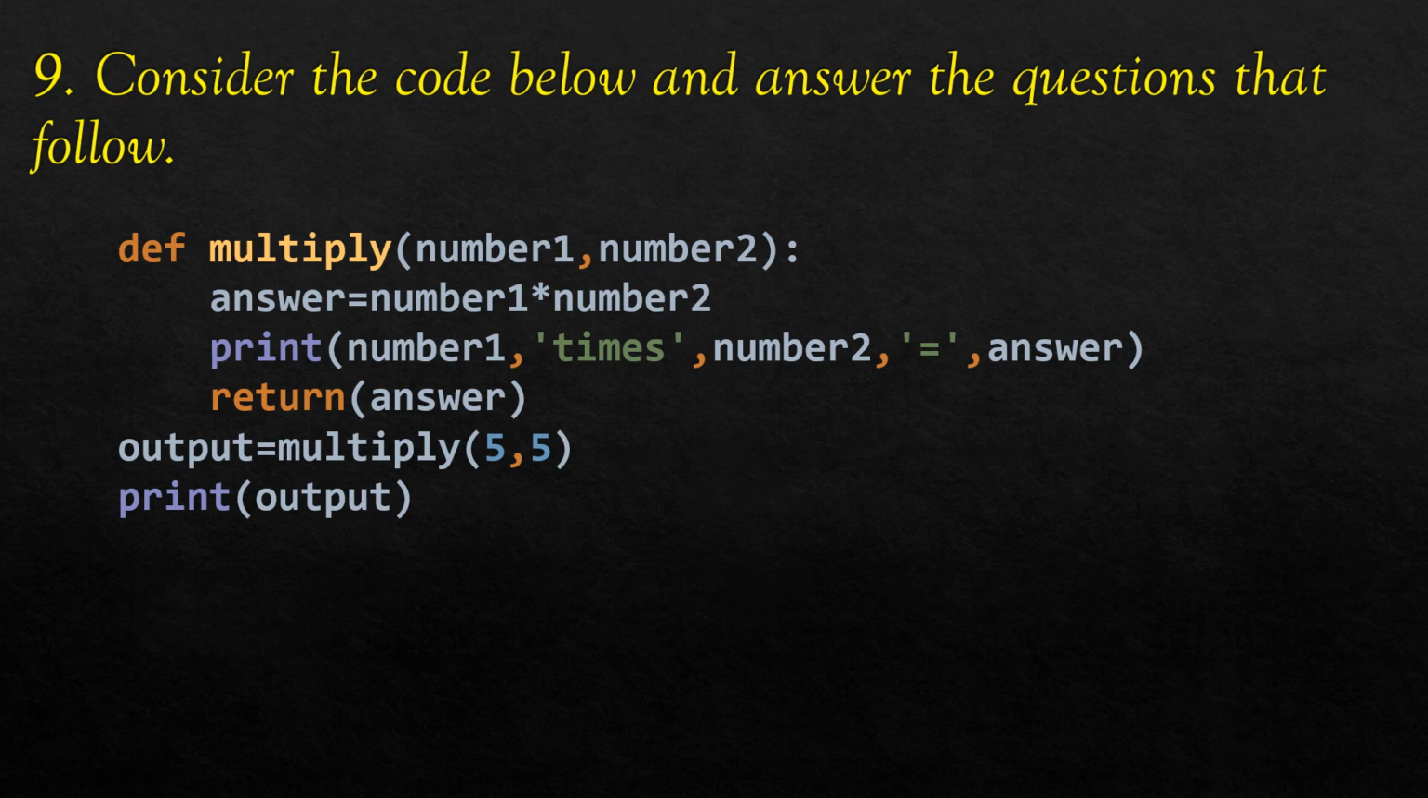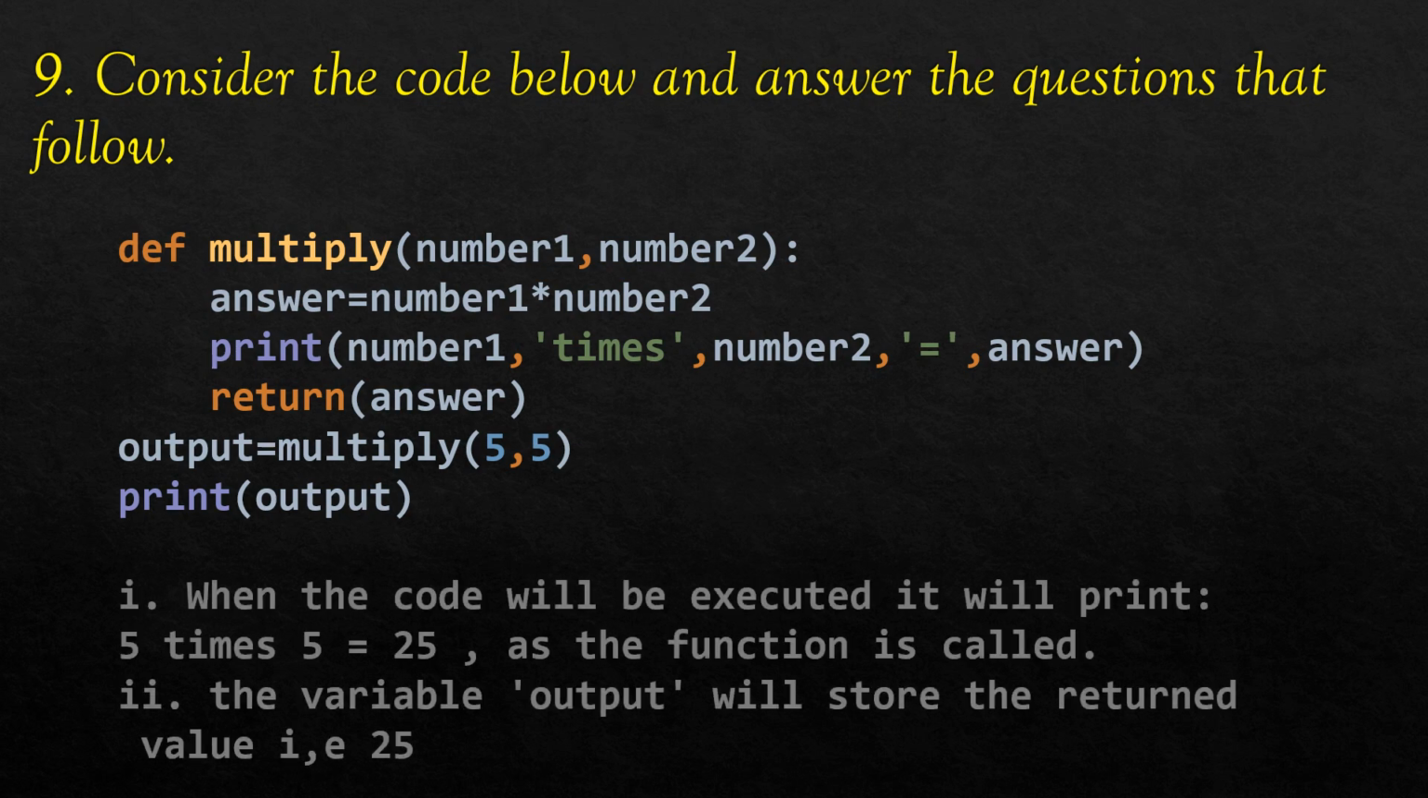Now consider the code below and answer the questions that follow. Here there is a function multiply defined with parameters number 1 and number 2. Answer is equal to number 1 into number 2, and it will print number 1 times number 2 is equal to answer. We will return the answer. The output is a variable which will store the value returned by the function multiply by passing the arguments 5 and 5, and it will print the value of output.